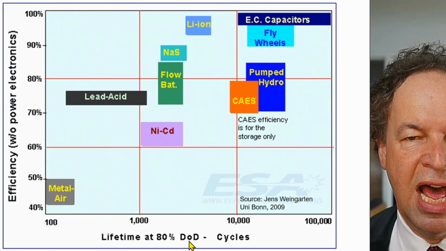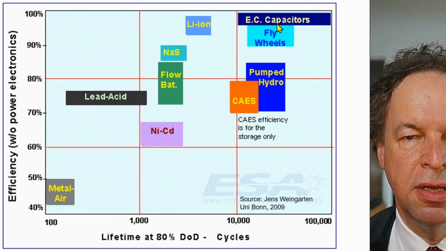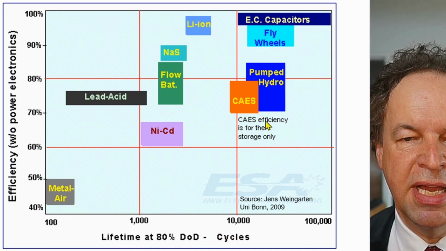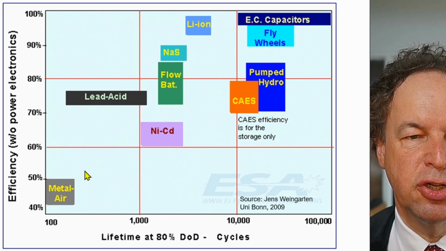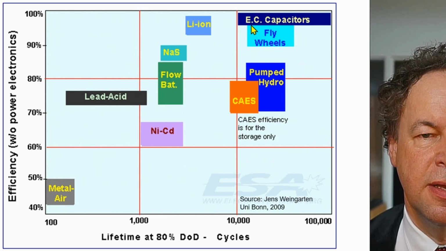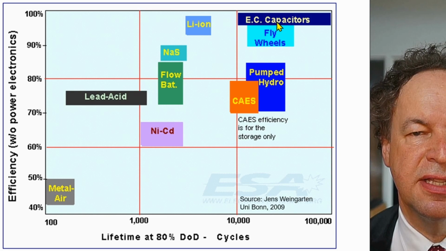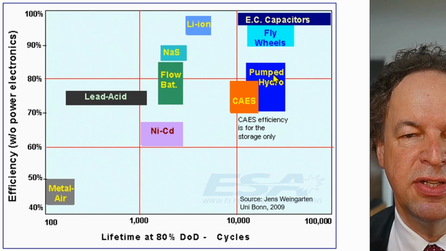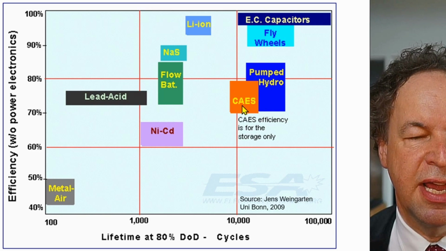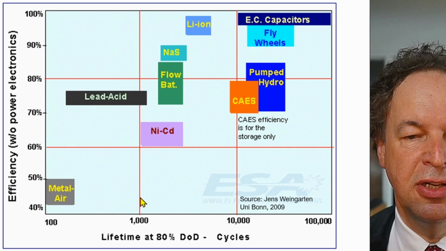Here you see the lifetime of the different options. Longest lifetime have flywheels. All the mechanical parts have usually a quite long lifetime. The chemical parts have a bit shorter lifetime. Also, energy efficiency is highest at the capacitors and flywheels. Pumped hydro, as I mentioned already, is from 70 to 80%. Compressed air is usually significantly lower.